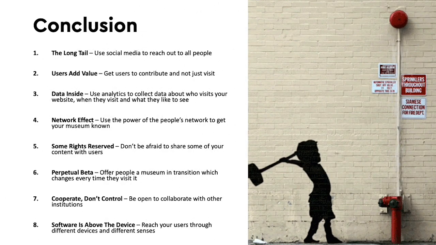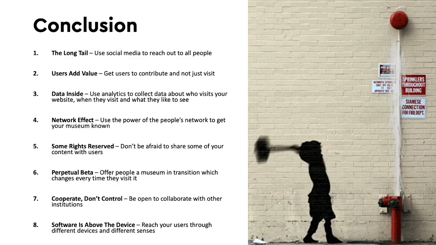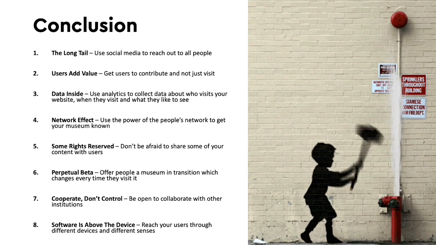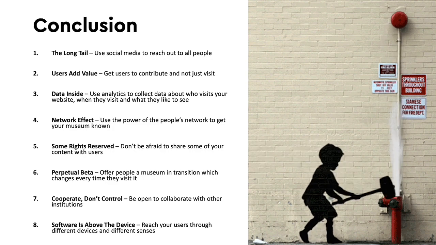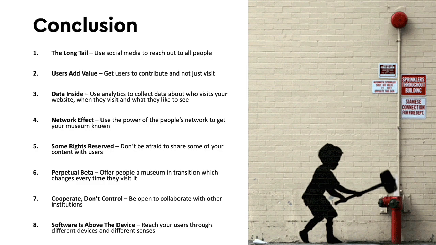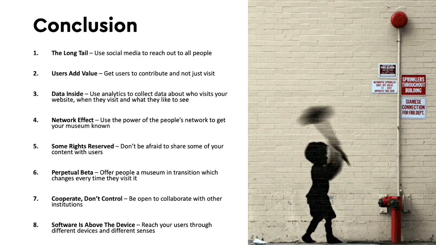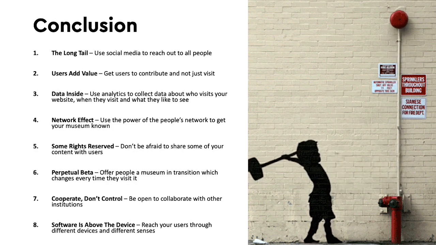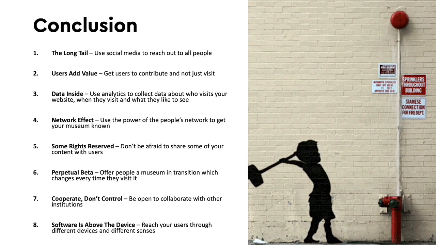So to conclude, here is a summary of my talk. Essentially, I will go through the 8 patterns briefly. The first one is the long tail, so use social media to reach out to all people. The second one, users add value, so get users to contribute and not just visit. The third, data inside, so use analytics to collect data about who visits your website, when they visit, and what they like to see. The fourth is the network effect, so use the power of the people's network to get your museum known.